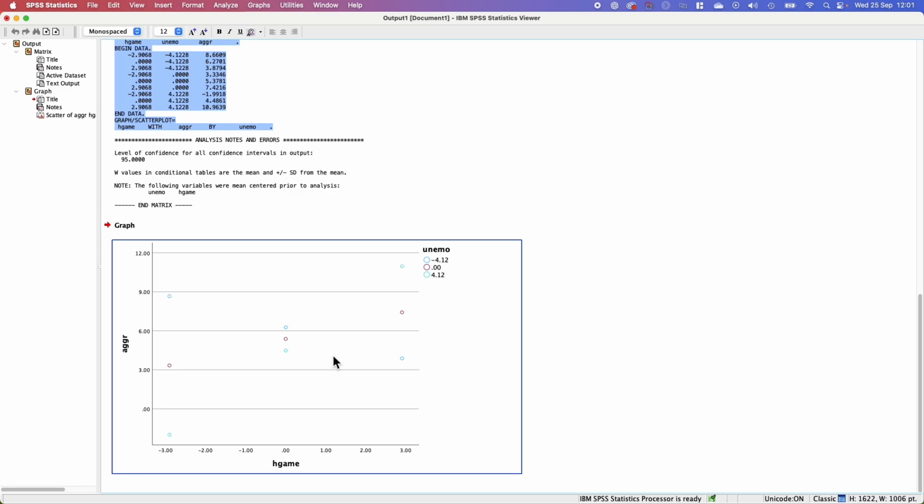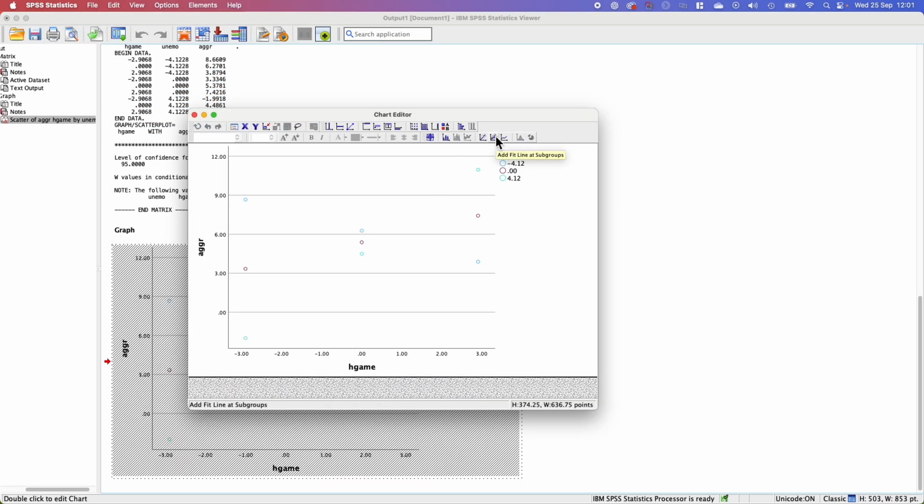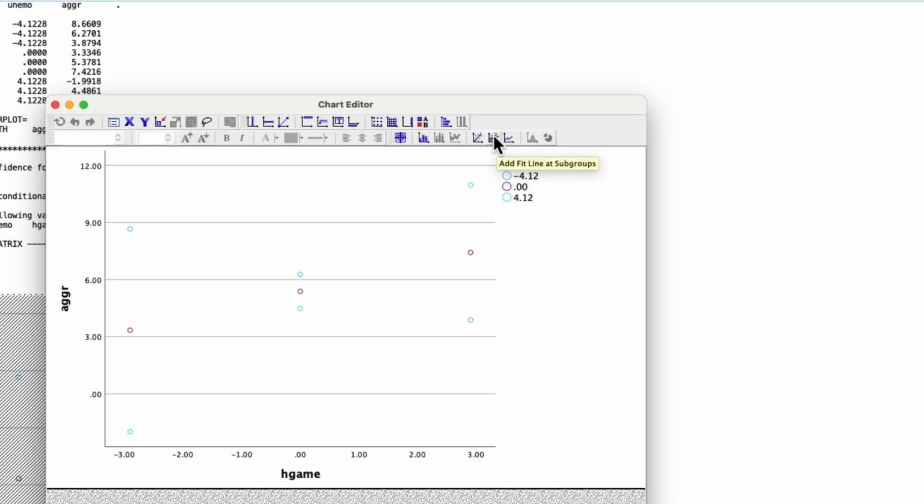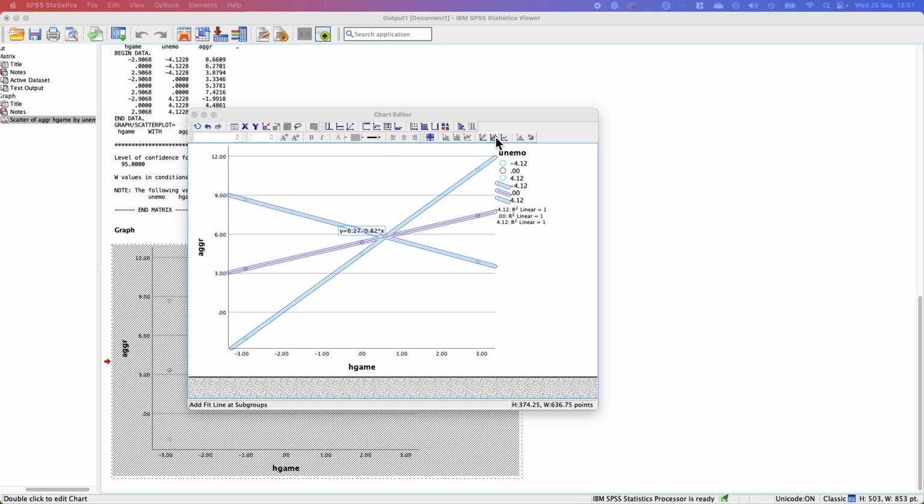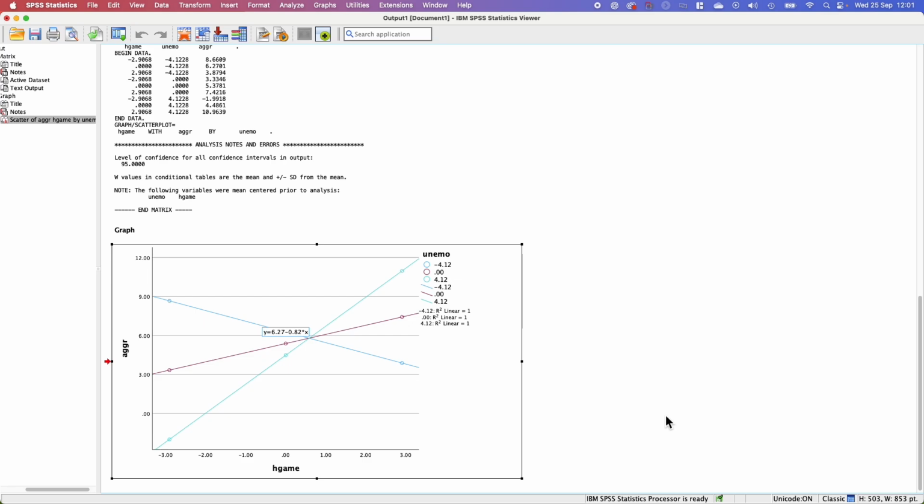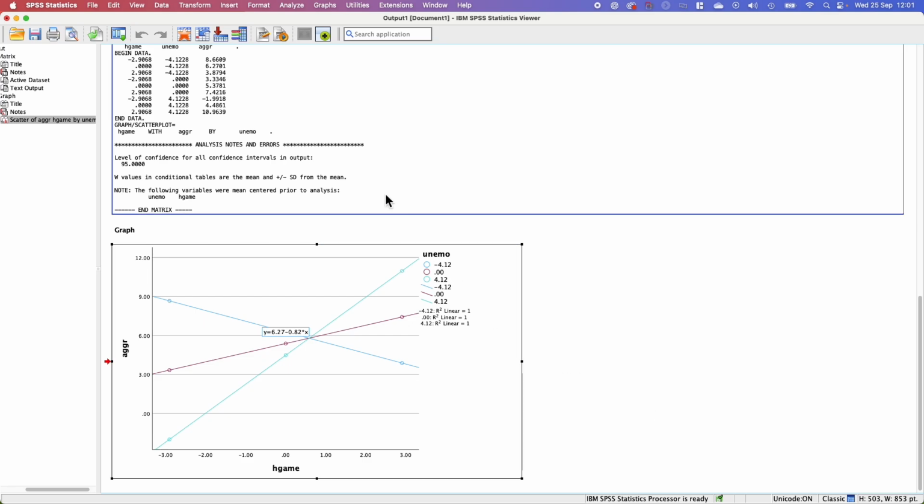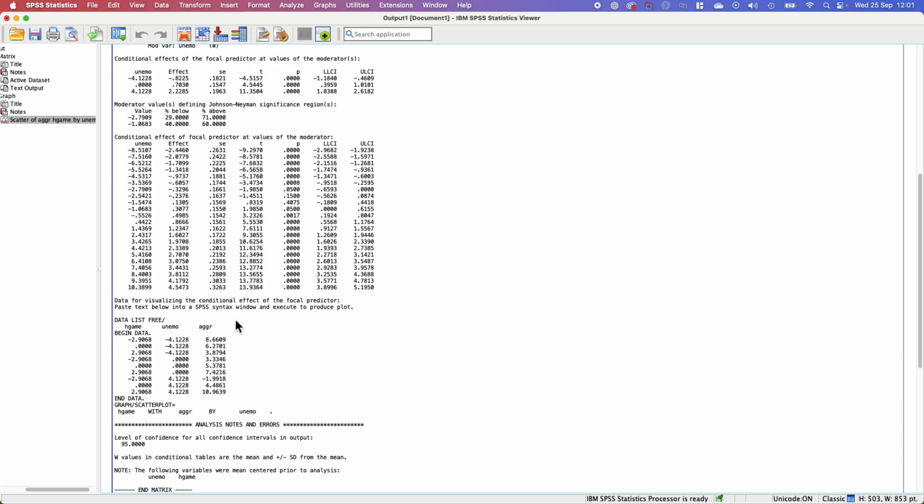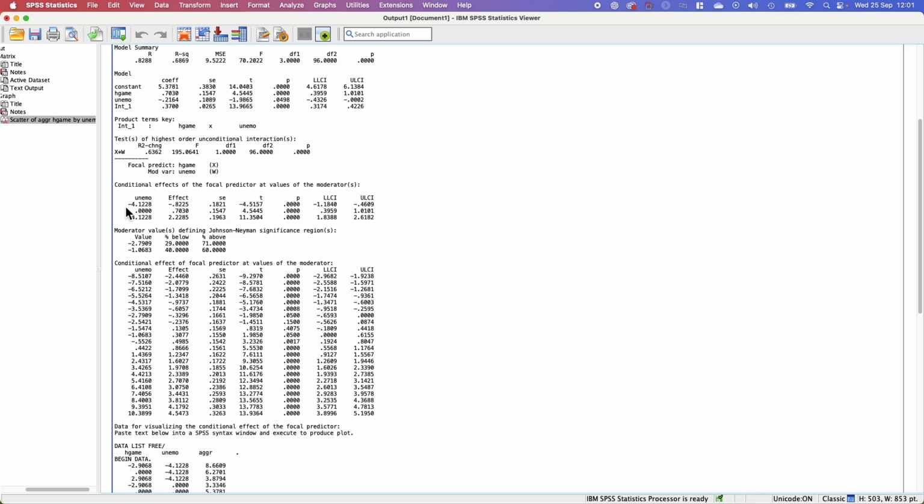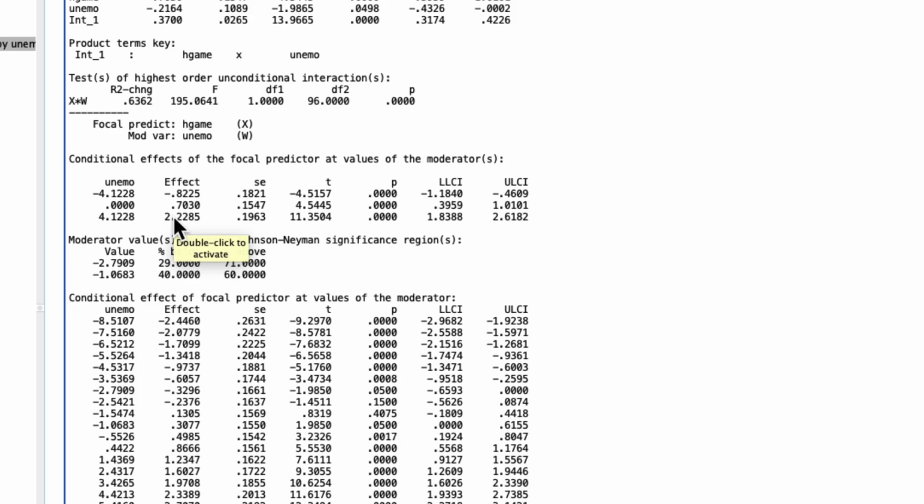If we double click this, we get to the chart editor, and here we can apply fit lines to the subgroups. What we now essentially get is the three slopes at the three different levels of the moderator, specifically one standard deviation below, at the average, and one standard deviation above the mean. And these are the slopes that are associated with the output that we are shown here, the effects, the beta coefficients in these results.